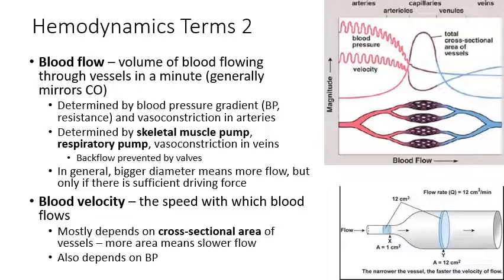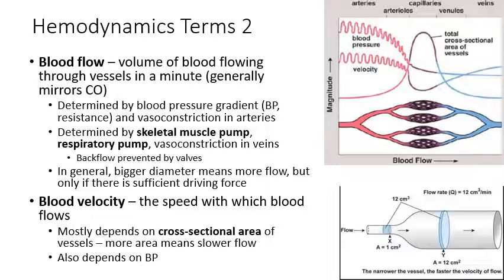Then you also have blood velocity, which is the speed at which the blood is moving through those vessels. Those things are related, but they're actually quite different in certain situations. The blood flow for arteries is driven by the blood pressure gradient, which means that blood is going to flow from an area of high blood pressure to an area of low blood pressure. And that gradient is created by the interaction of blood pressure with vascular resistance.